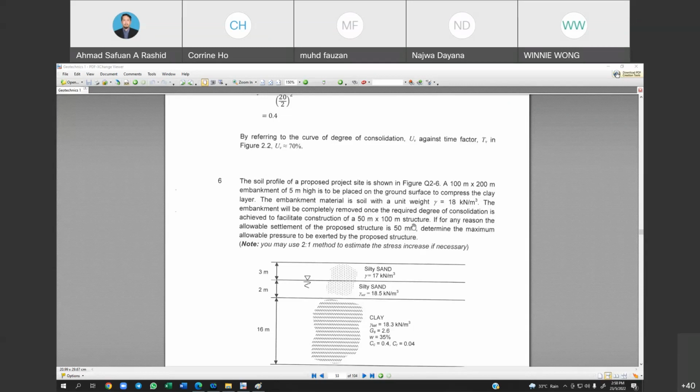Dia punya difficulty adalah kita ada dua equation untuk OC. So we need to choose the first one, and then do the calculation. If the first one is not successful, we need to do the second calculation by using the second equation. So let us look at the procedure.